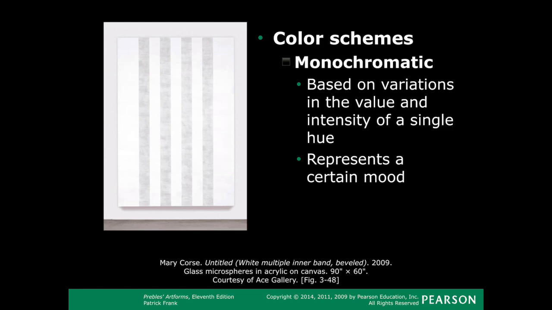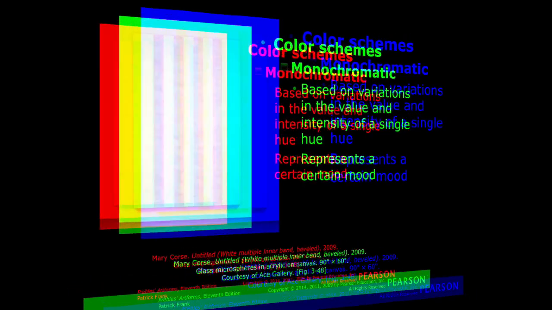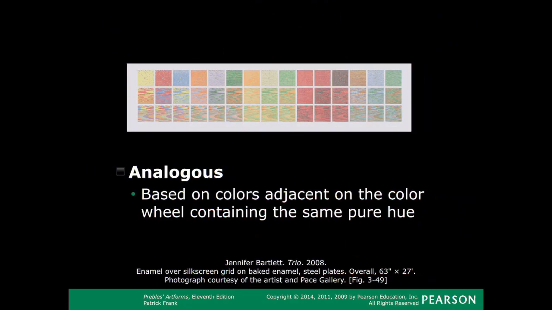More about color schemes, there are monochromatic. Monochromatic is when there are variations in value and intensity of a single hue. If you remember the painting that we saw by Whistler, the Nocturne in Gold and Blue, that was a monochromatic color scheme for the most part, especially with the blues.